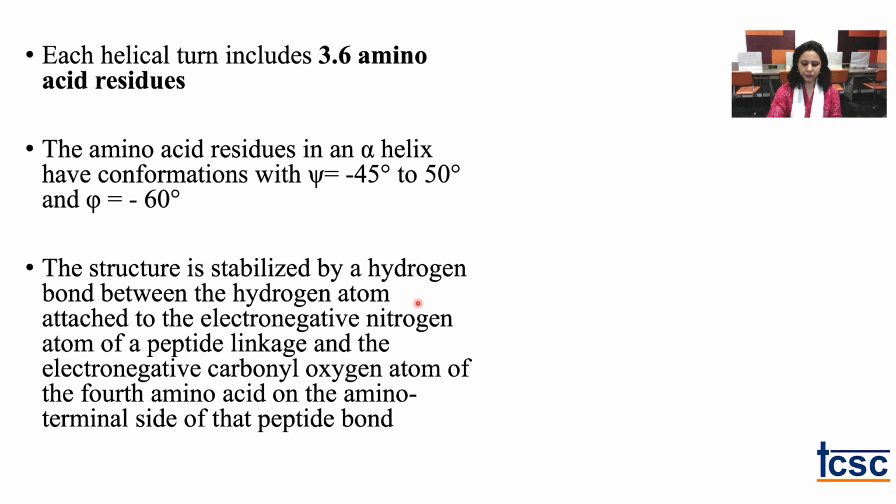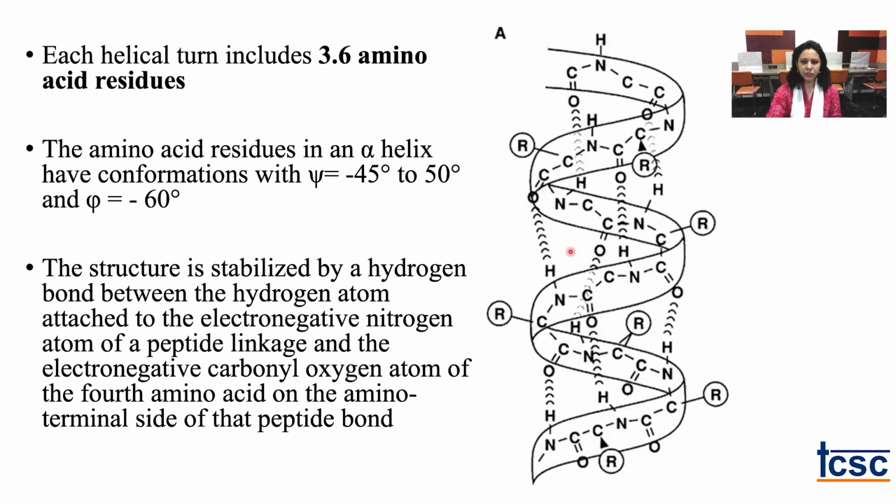If we look at the structure over here, we can see the first amino acid, then the second, third, fourth, and this is the fifth amino acid. We can see that the oxygen of the carbonyl carbon of the I amino acid is linked to the hydrogen of the amino group of the I plus 4 amino acid. And like that, this entire structure gets stabilized. So the reason why the alpha helix will remain as an alpha helix is because of this extensive hydrogen bonding.